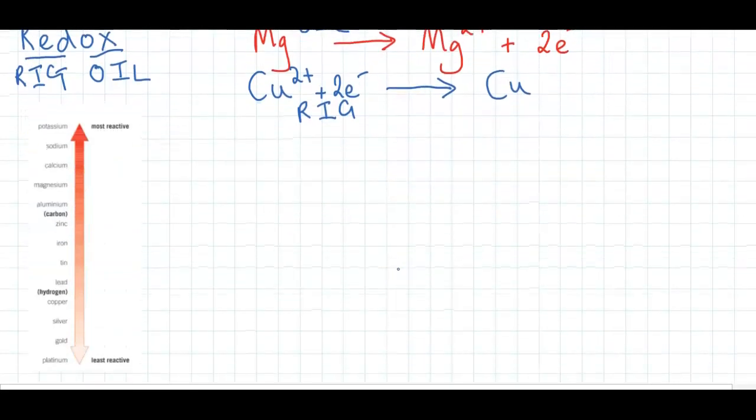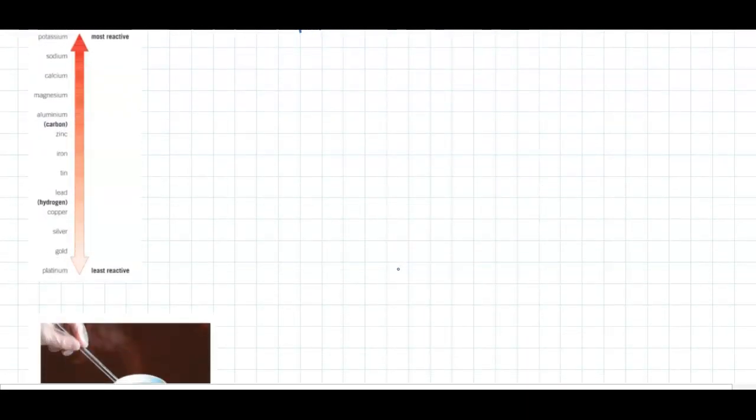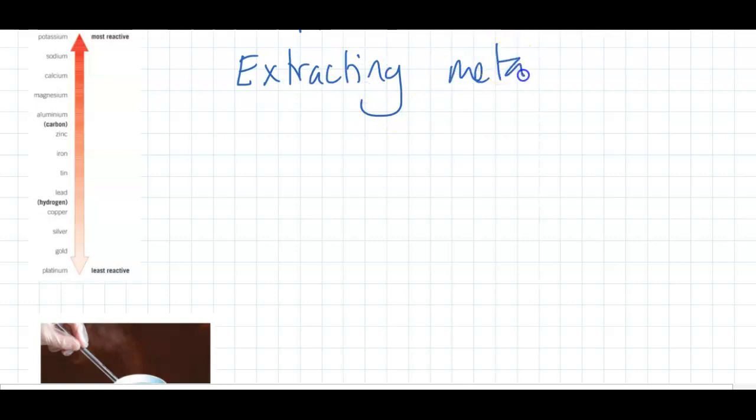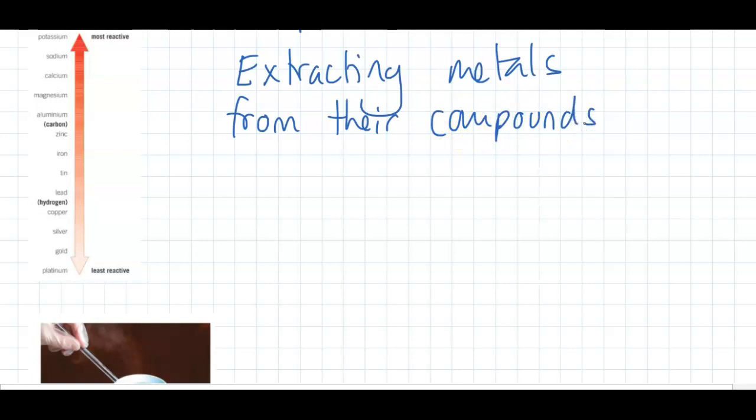Right, let's apply that to extraction of metals, because when we find metals in the Earth's crust, unless you're lucky and you find some gold or some silver, you've got to extract metals from their compounds, and their compounds are usually oxides or sometimes sulfides.